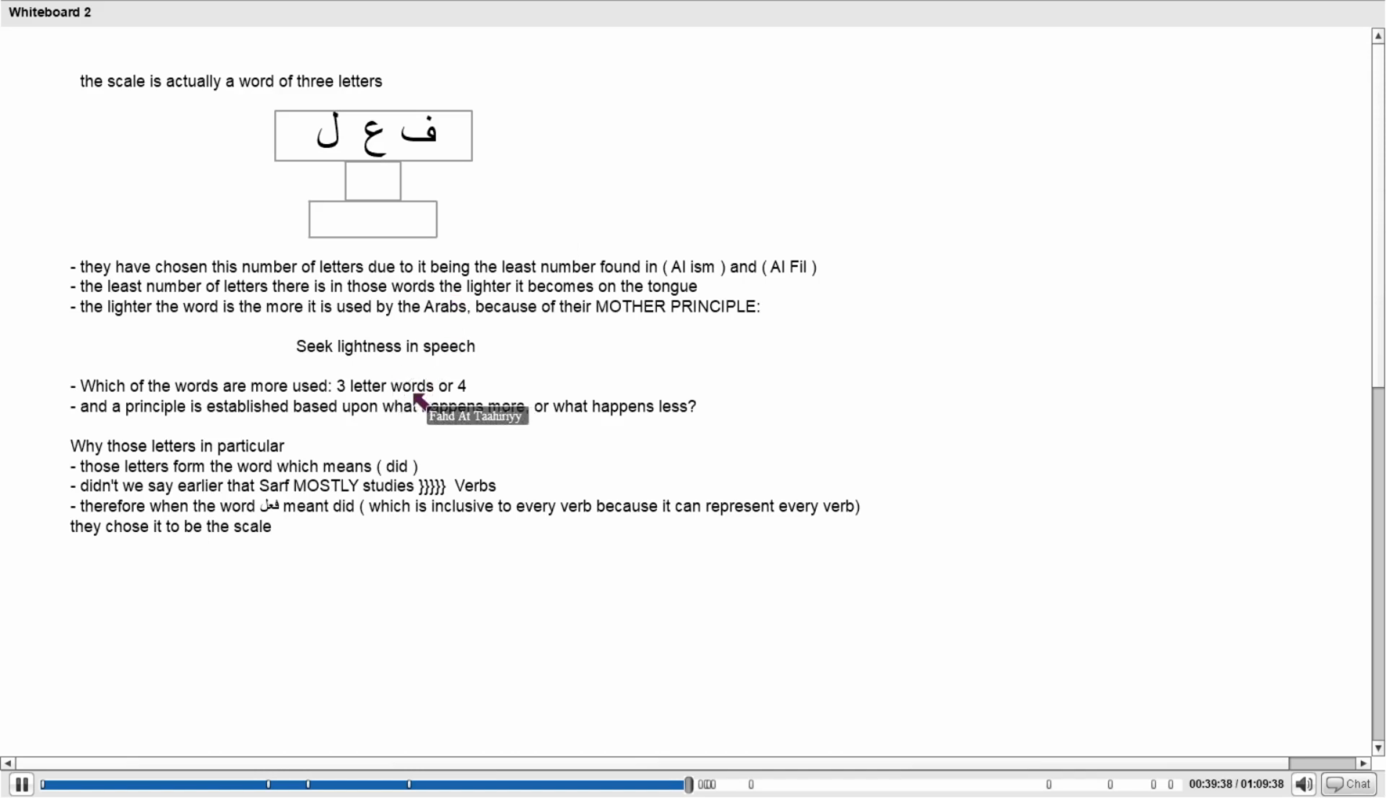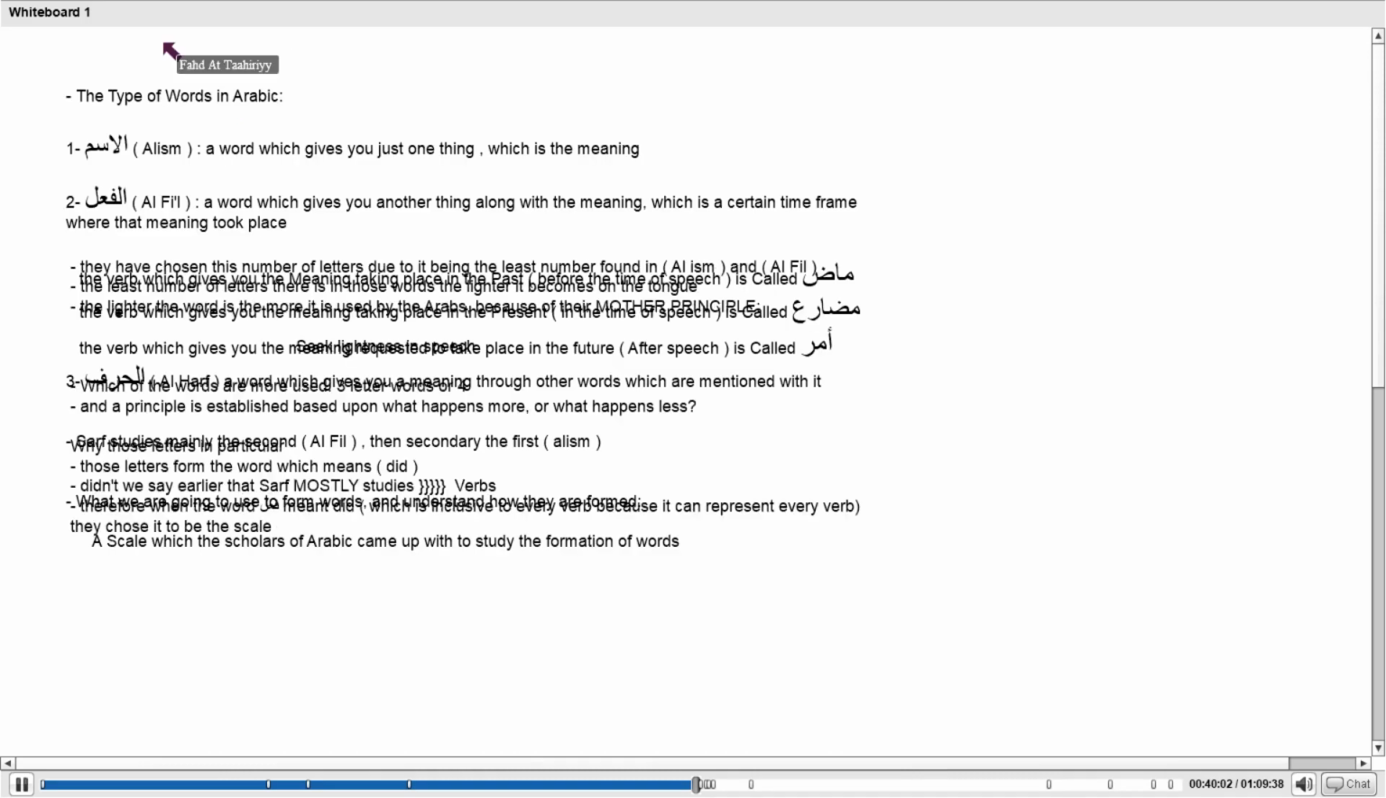Alright. Next question. Why those letters in particular? Yes, 2-letter words are words, but they are not studied here. They are studied in Nahu, because 2-letter words are a matter of al-harf, the preposition. And this, as we agreed, is not the study of Sarf. Sarf does not study these words, al-harf, prepositions. واضح?